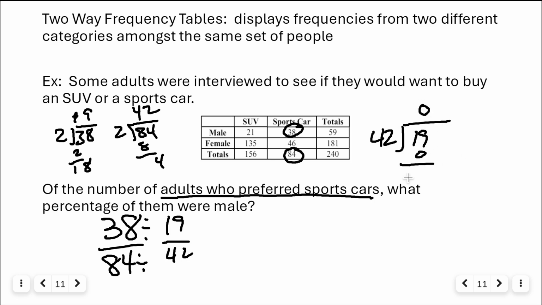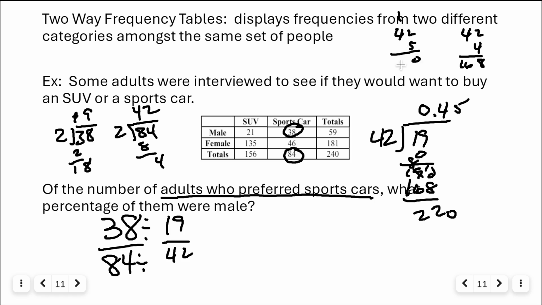42 does not go into 19. Bring down the 0, put a decimal. 42 into 190 is 4 times. 42 times 4 is 168. Subtract, and I get 22. Bring down the 0. 42 goes into 220 5 times. 42 times 5 is 210. Subtract, get 10. Bring down the 0. I'm trying to see if I have to round. 42 goes into 100 2 times, so I'm going to stop here.